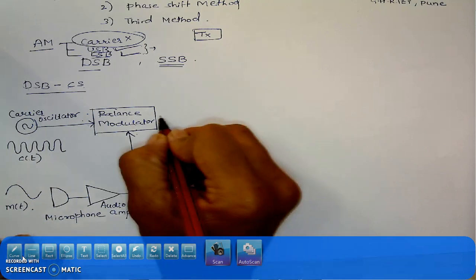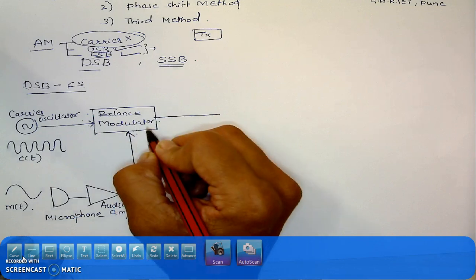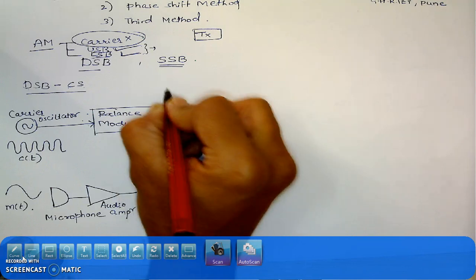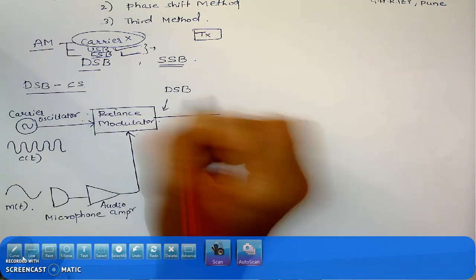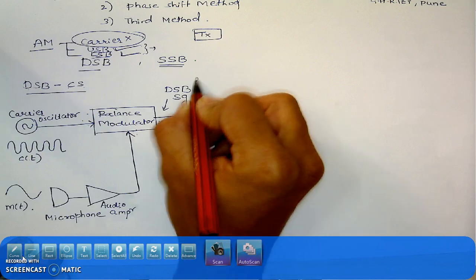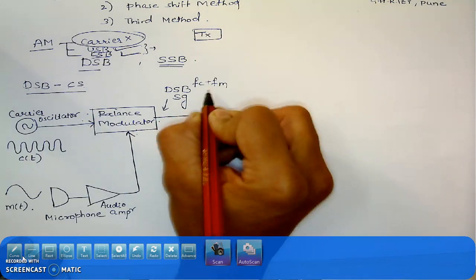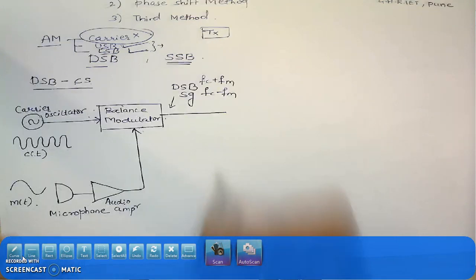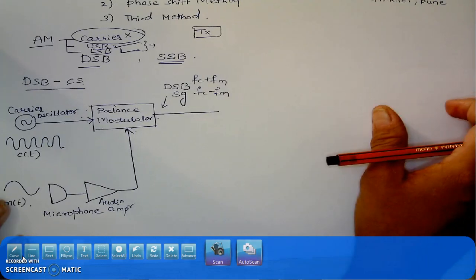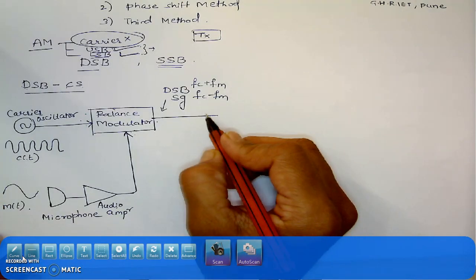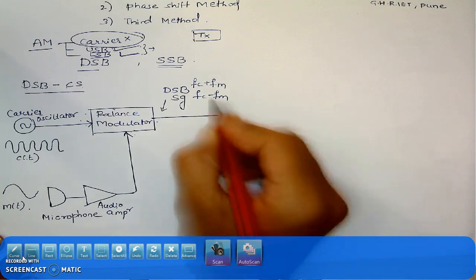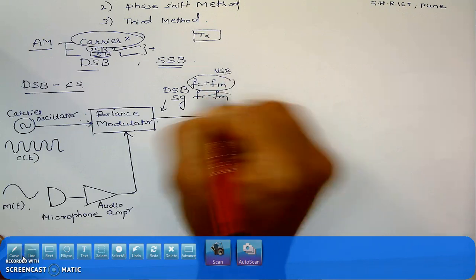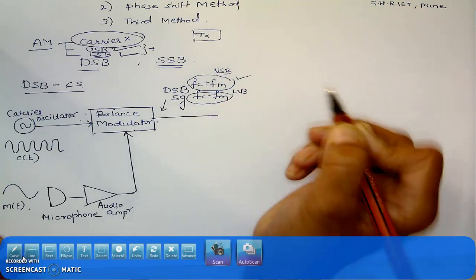So, the balanced modulator basically performs amplitude modulation and suppresses the carrier. So at the output, what we get is a DSB signal. Now DSB signal means we have FC plus FM, which is the USB, and FC minus FM, which is the LSB. Now either of these sidebands can be suppressed. Now I choose to transmit the USB. Say this is my USB and this is LSB. So we choose USB, for example.